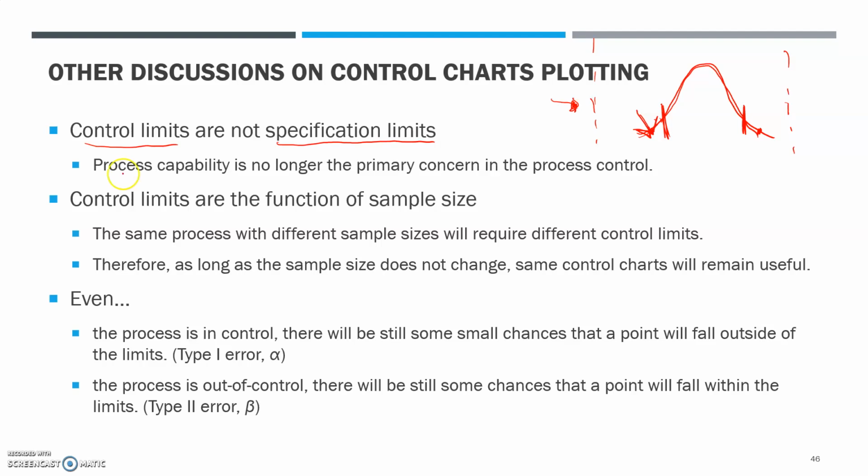Again, process capability is no longer the primary concern in process control. We have already taken care of all these things up front. You compare your process capability with the customer specification limits, and you already have a pretty good idea that our process is capable of meeting the specification limit. Control limits are only used to detect whether your process is functioning as expected or not. Again, the control limits are a function of sample size.